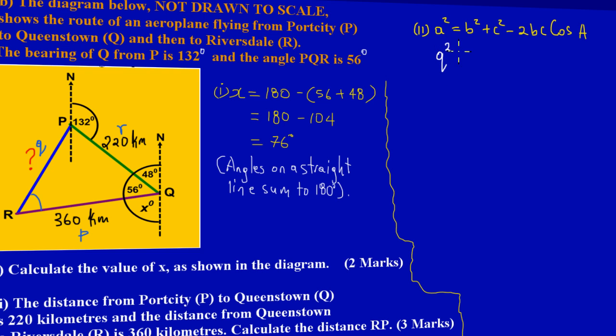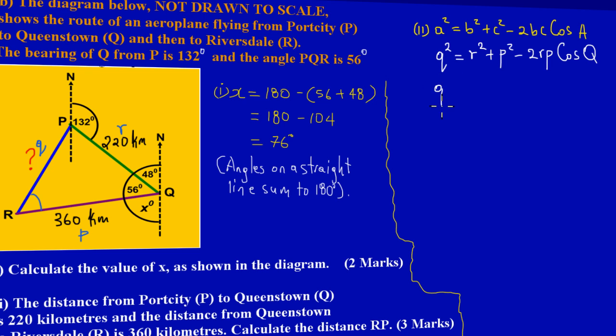So I can say q square must be equal to r square plus p square minus 2, and anything that is inside here, I'm going to multiply 2 by that, 2rp, and I'm taking the cos of q. So that's what we're just going to use now to substitute. We don't know what q is, that is what they're asking us to find.